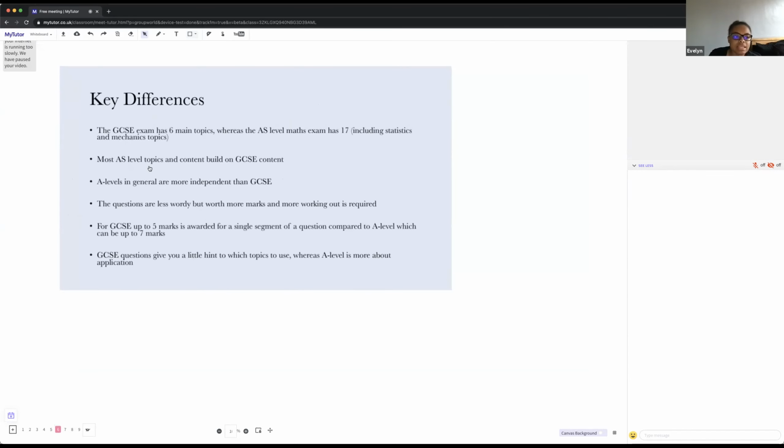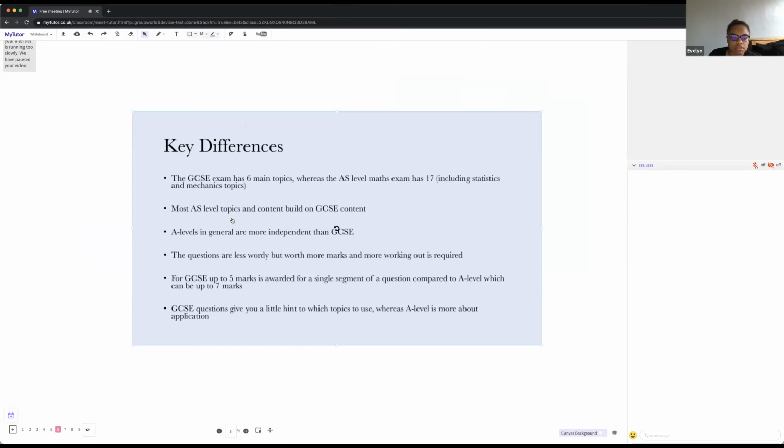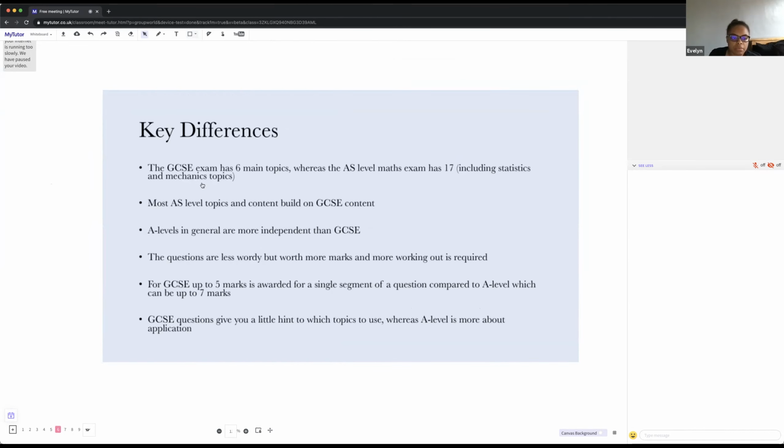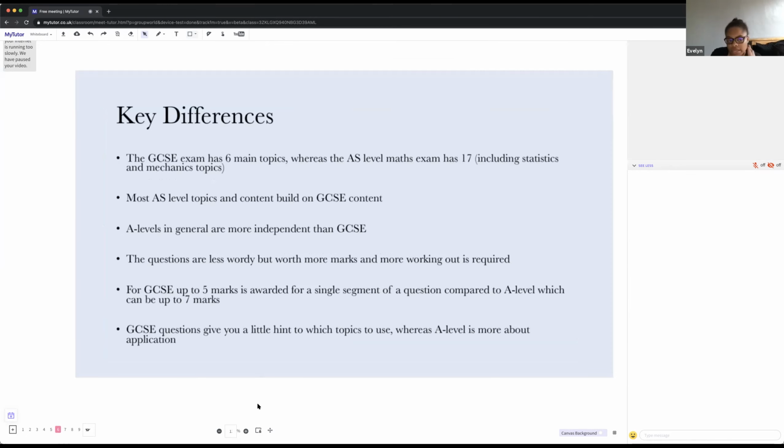Now, here are the key differences. So we've talked a lot about the similarities and the key requirements and whatnot. And now we're going to have a look at the key differences between the two. So the GCSE exam, which you guys aren't unfortunately taking this year, but in general, GCSE content, there are 6 main topics, whereas in AS level maths, there are 17 different topics. So remember, you have your pure maths side, so say your algebra, your functions, geometry and whatnot, but you also have statistics and mechanics included in those 17 topics.